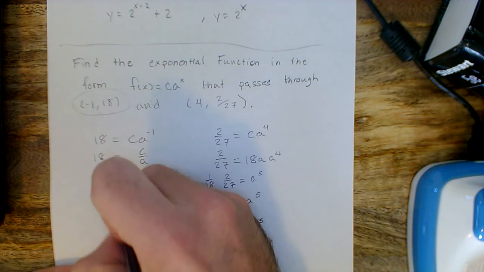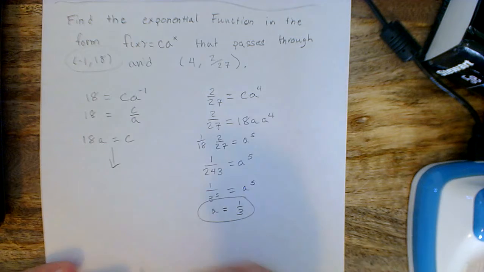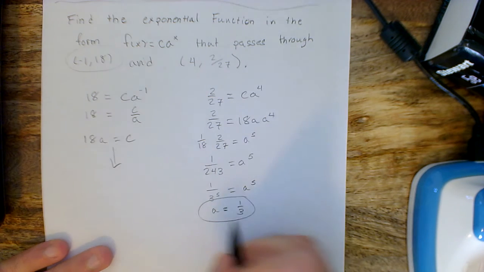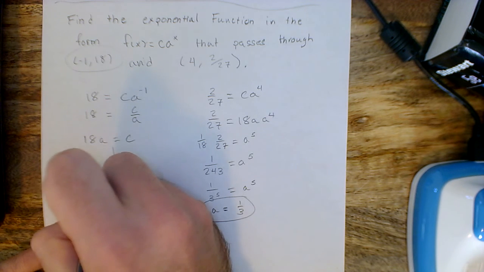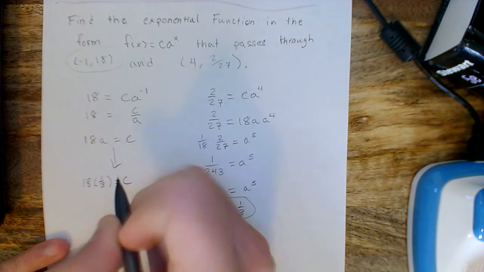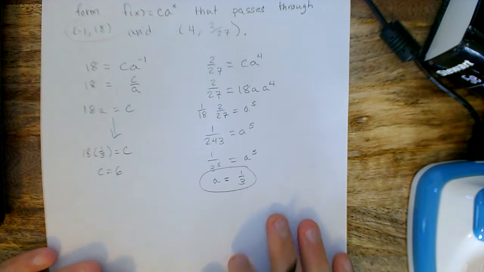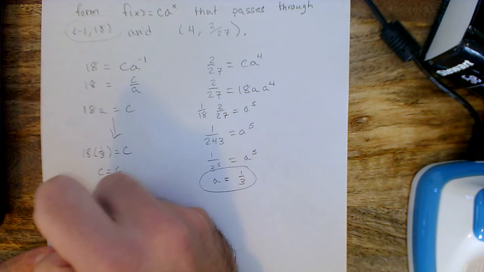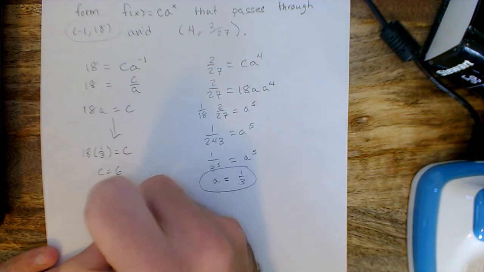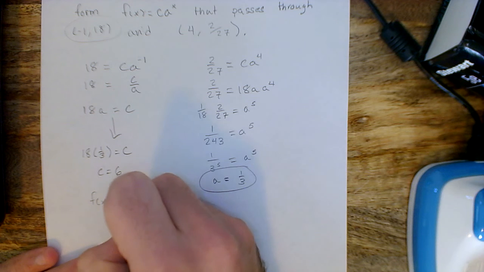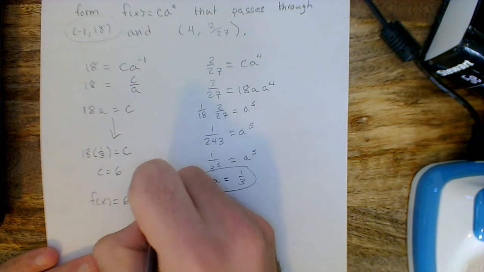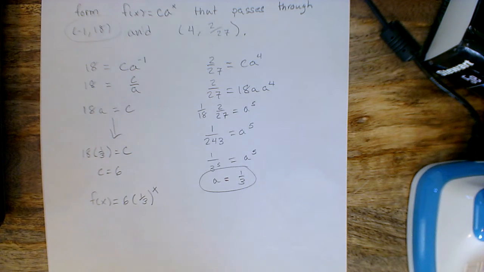Okay, so now I'm going to take this formula here and figure out what c is. If I plug in a equals 1/3, it's 18 times 1/3 is equal to c, or 1/3 of 18, which is 6. So your function is f of x equals 6 times 1/3 to the x power. Alright, so that's how you do an example like that.